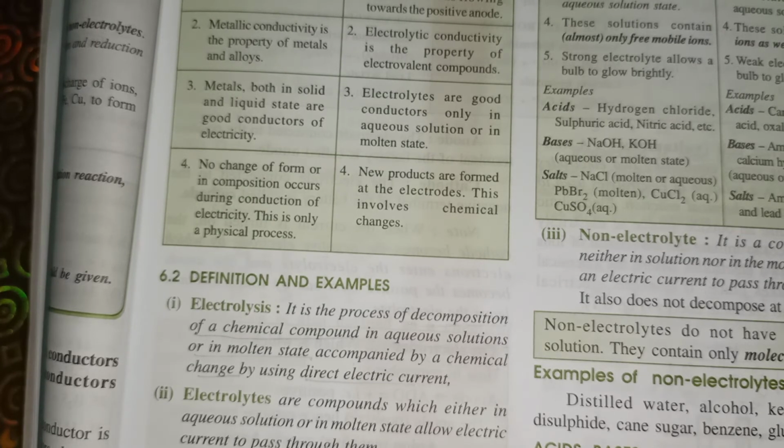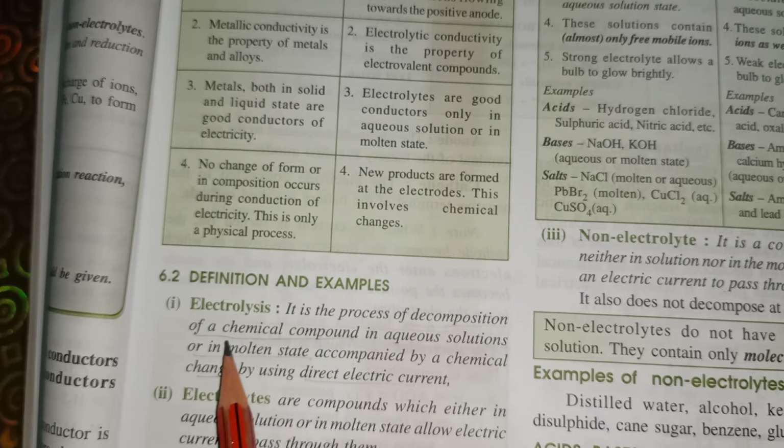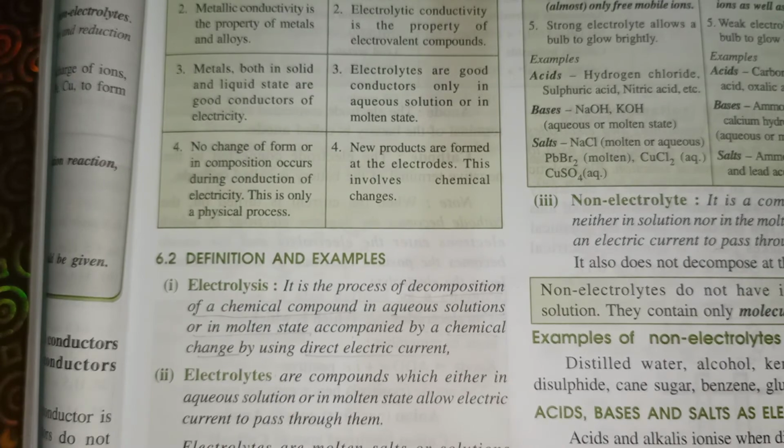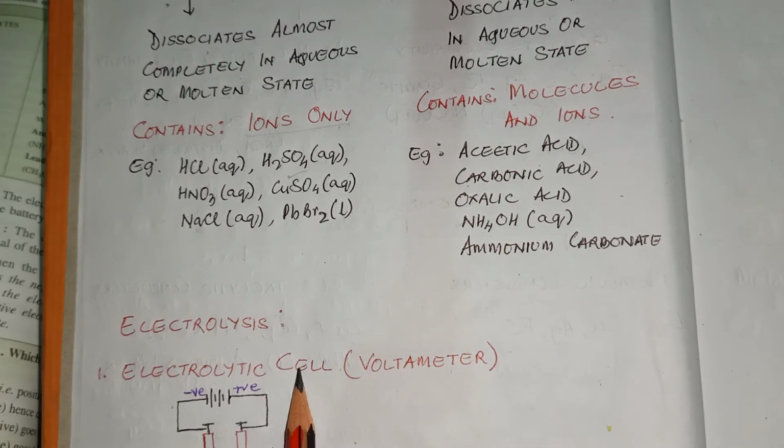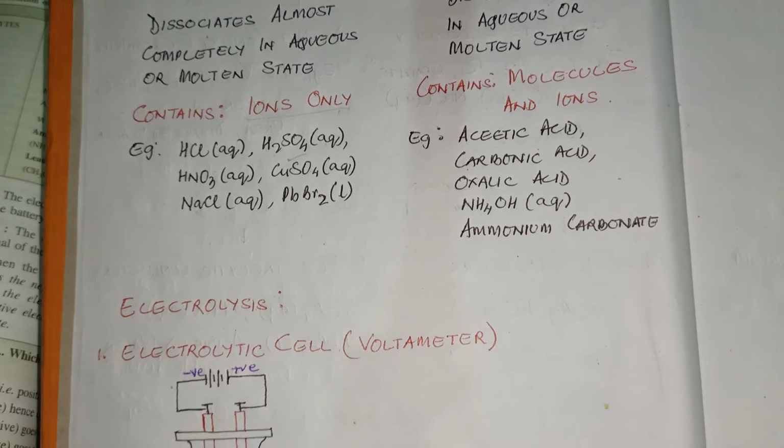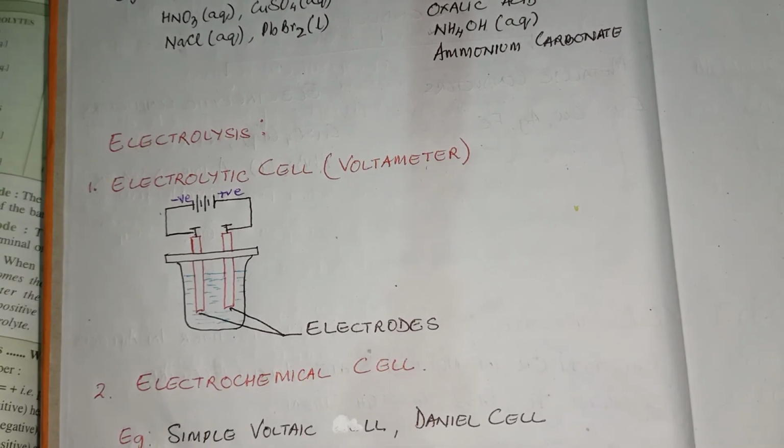So, in other words, a chemical change brought about by the passage of electric current, which results in the decomposition of a chemical compound, is known as electrolysis. And this electrolysis is carried out by using electrolytes, which we have discussed right now. This electrolysis can be carried out by using two different instruments, or we call cell, and they are the electrolytic cell, which is also called a voltameter, and another one is the electrochemical cell.